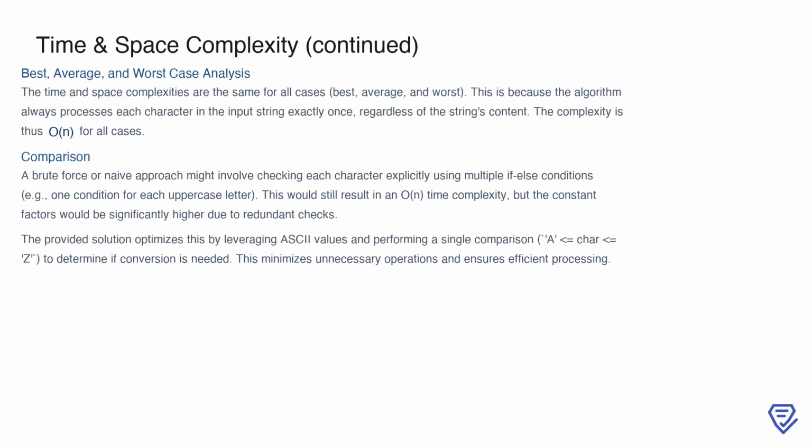Whether the string contains uppercase letters, lowercase letters, or a mix of both, the time complexity is O(n), because every character is processed exactly once, and the space complexity is O(n), due to memory usage for the result list and the output string. If we compare this solution to a brute force approach, where each character might be checked against multiple conditions, the time complexity would still be O(n), but with significantly higher constant factors due to redundant checks. By using a single comparison based on ASCII values, our solution minimizes unnecessary operations and achieves a more efficient implementation.